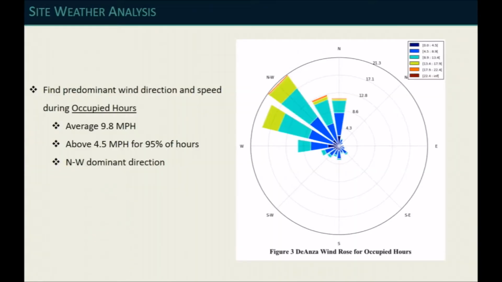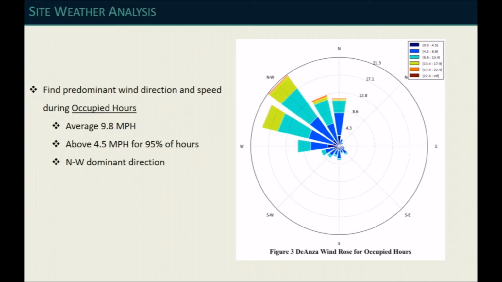So the first step in my analysis, and I think in any natural ventilation analysis, would be to do a site study, or analyze the predominant conditions at the site. So you want to analyze the occupied hours of your building. If it's a classroom building, you don't care what the wind is doing at midnight, right? So you want to isolate and filter the data that you care about.